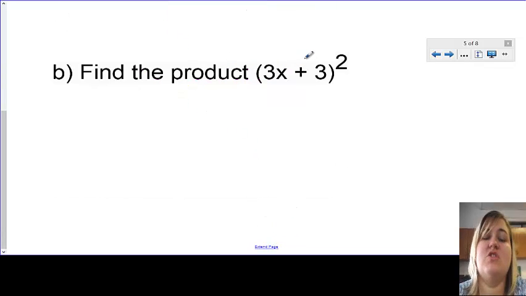Okay, this one is just like A and B from the last one. I want you to do it on your own paper. So pause the video, do it on your own paper, please.